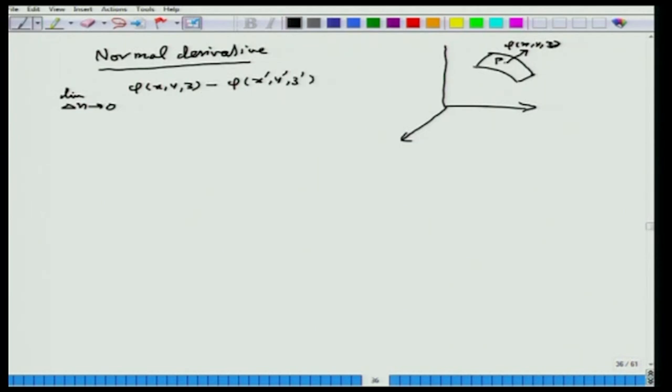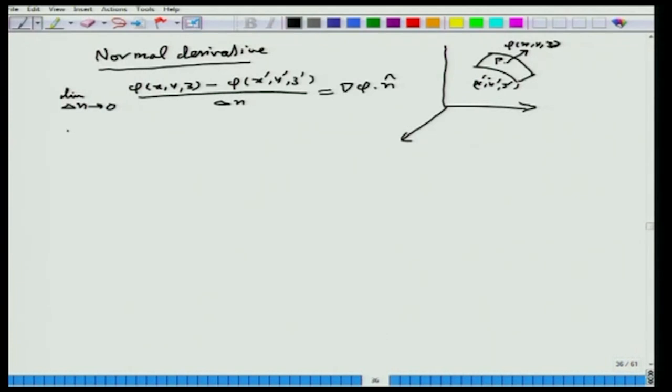Here this is a part of the closed surface like this, where x', y', z' is inside the domain, and the point x, y, z is on the surface. So, here it is assumed that phi is defined at those interior points x', y', z'. So, this limit over delta n, as before we have seen in 2 dimensions, turns out to be gradient of phi dot n cap.